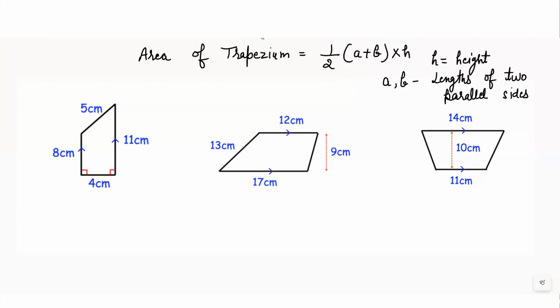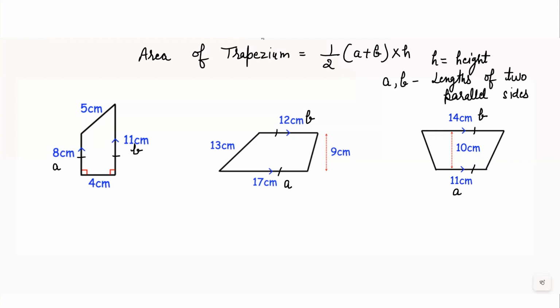For example, if you can see here in the first trapezium, this side and this side are parallel. So this is A and this is B. In the second trapezium, if you will see, these two sides are parallel. So you can take it as A, this one is B. In the third trapezium, these two sides are parallel. That means this one you can take as A, this one you can take as B.